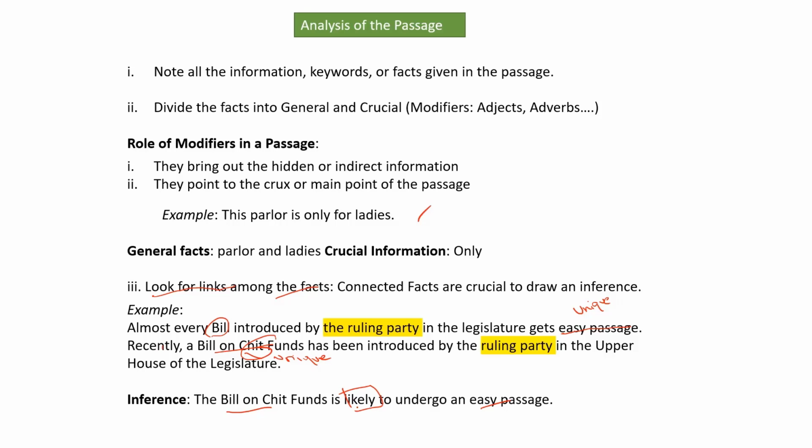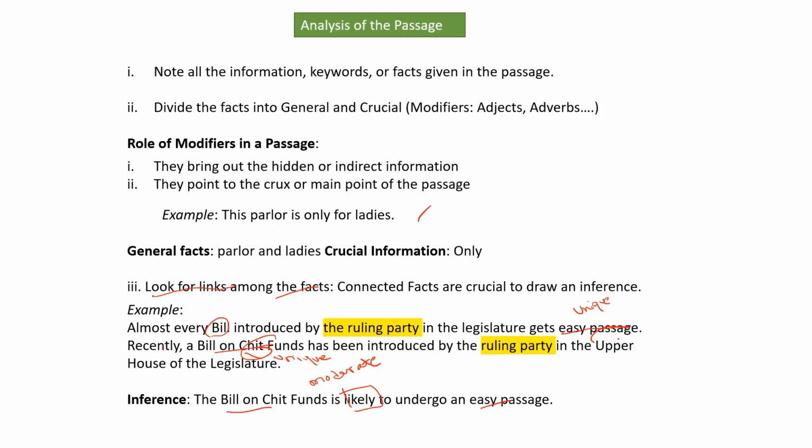Usually inference options have a moderate tone. They don't have an extreme tone. So it is likely to undergo easy passage. Look at this easy passage, the keywords. The keywords are present.